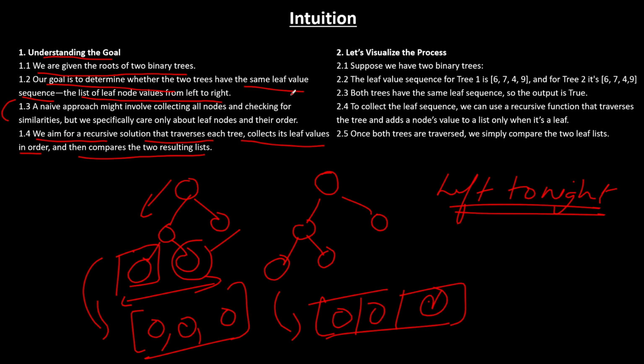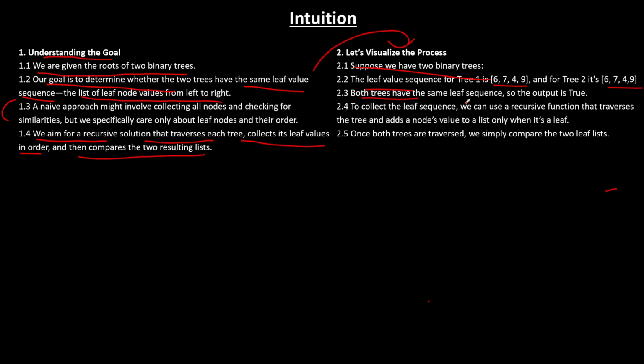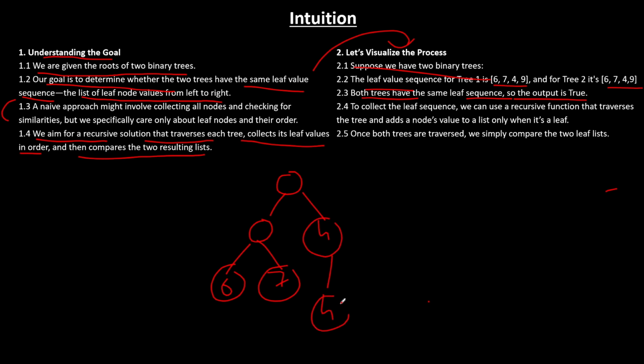Okay, so now let's try to visualize that process, how we are going to do it, right? So suppose we have a binary tree again, right? And the leaf nodes are 6749 for tree one and 67449 for tree two. Now both the trees have the same leaf sequence, so the output is true. Fine. Now suppose this is what it was. It was six, then it was seven, then it was four. Let me make this four and make this as nine. Okay, so this is tree one.